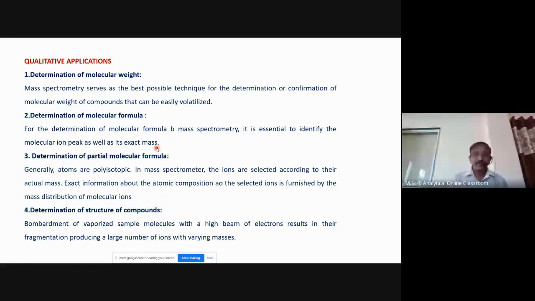Then the determination of the partial molecular formula can be done by using this mass spectrometry, and it can determine the structure of compounds, that is, bombardment of vaporized sample molecules with a high-energy beam of electrons results in the fragmentation pattern, and large molecules can undergo fragmentation into a number of molecular ions, and that gives the m/z ratio of a particular ion, which can be displayed on the spectrum.